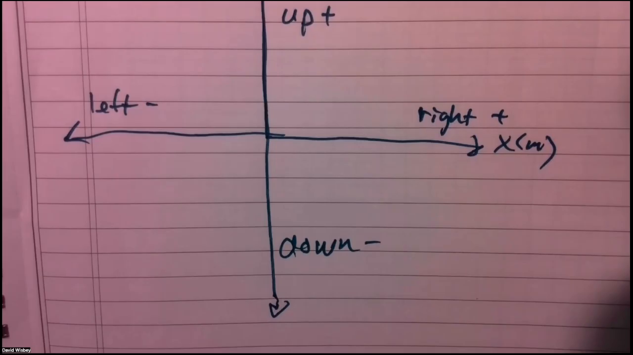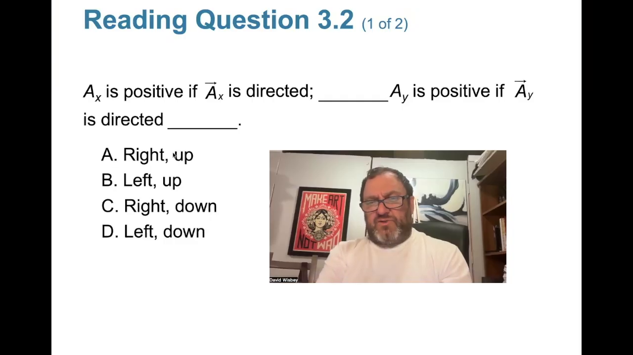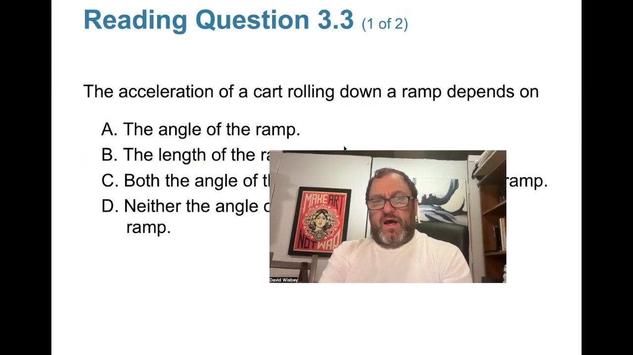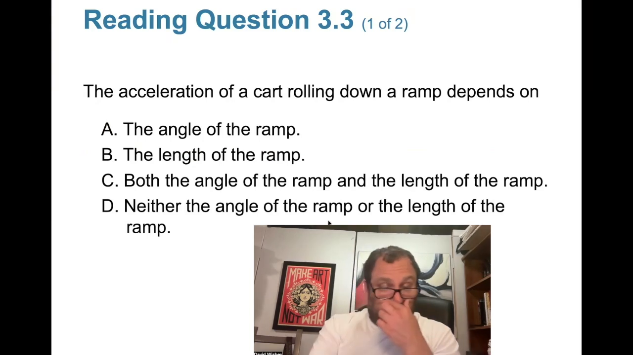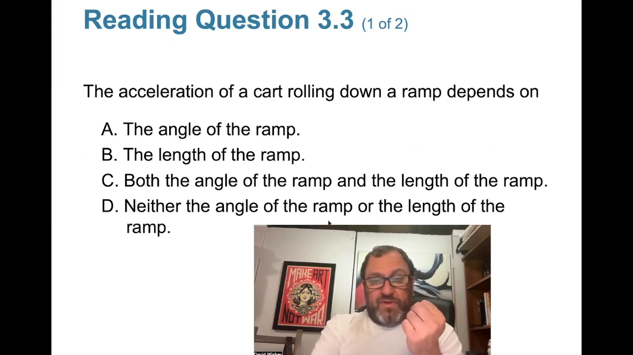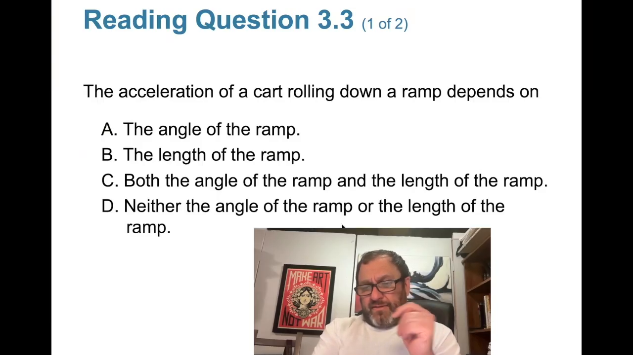We're making a quick video here, just a quick intro to three, which is vectors. We did this one, but we didn't say which one it was. Acceleration of a car rolling down a ramp depends on what? The angle of the ramp. The length of the ramp. Both the angle of the ramp and the length of the ramp. Neither the angle of the ramp nor the length of the ramp.